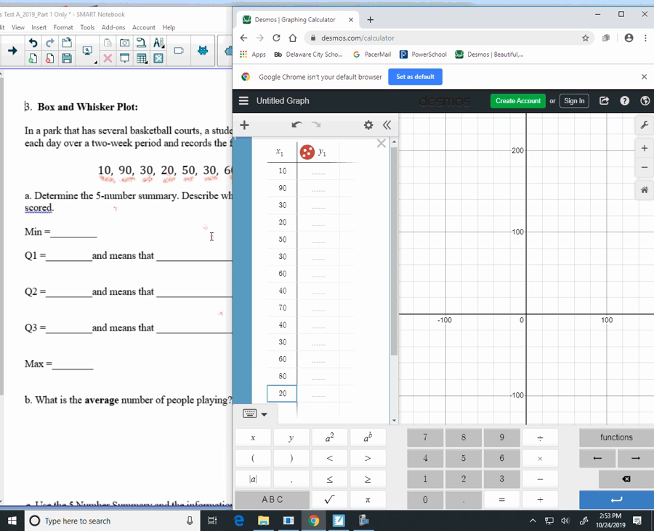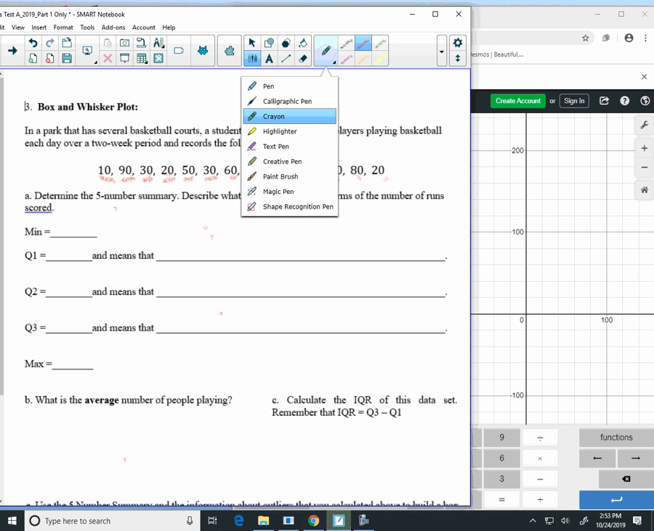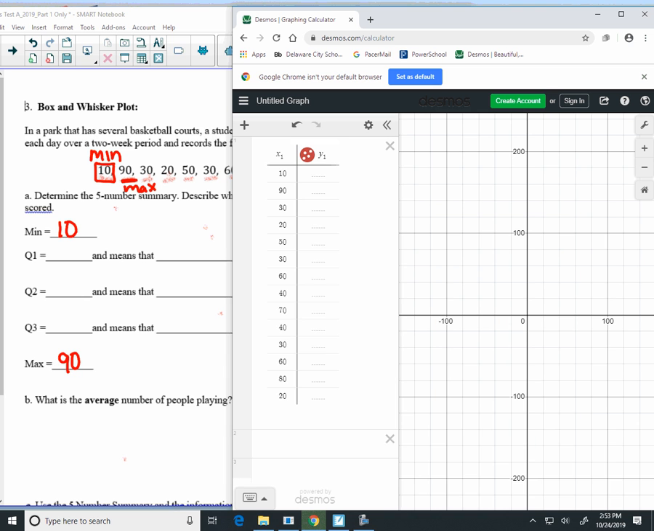Okay, so our minimum number and our maximum number we're going to have to do on our own. So our minimum number here, as I'm looking across, is 10. There's our min. And our maximum number, I remember putting 90 in. Here's 90, max. And now quartile 1, quartile 2, and quartile 3, we're going to have Desmos do for us.